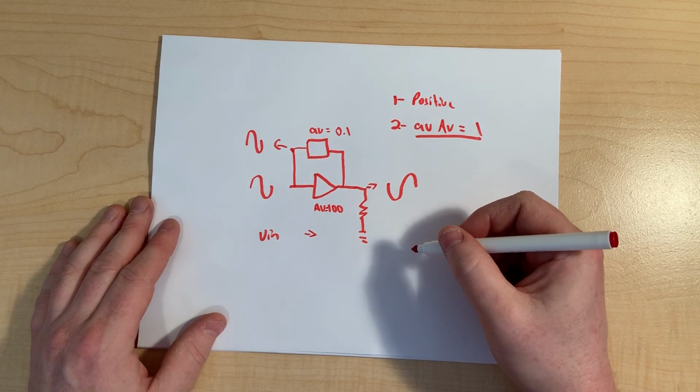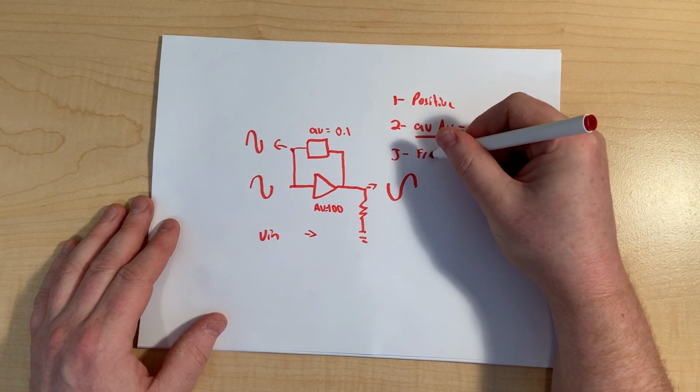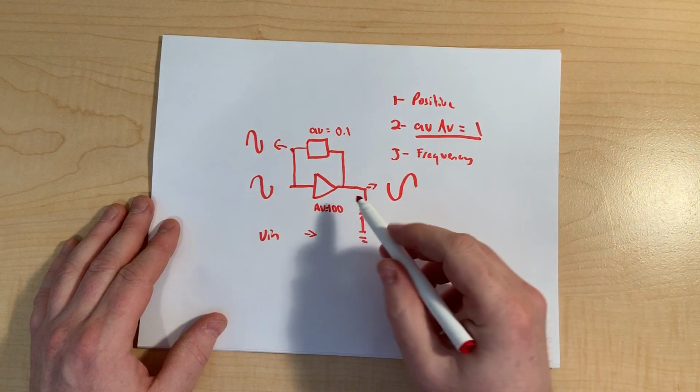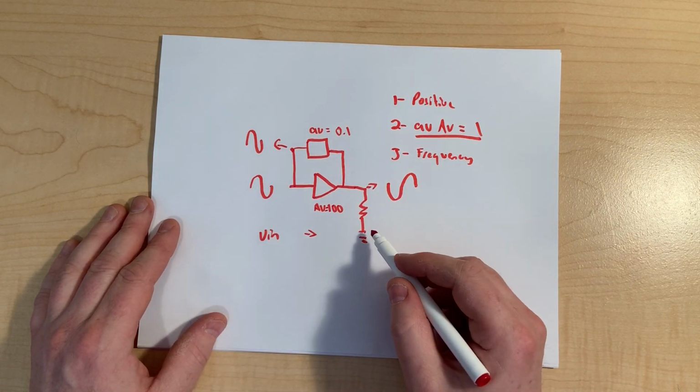Now the third main point here was the frequency, right? In this case here, you can see that any change in the frequency would affect our feedback network.